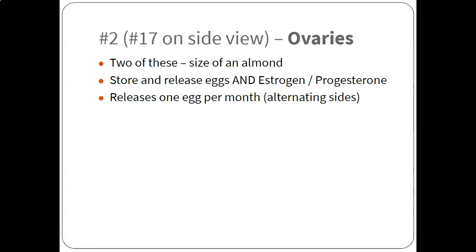The eggs are present in the female ovaries when a baby girl is born. They mature, and then at the time of puberty, the female begins to release an egg approximately once every 28 days. Typically, they alternate sides, so right ovary January, left ovary February, etc. The process of that egg coming out of the ovary is called ovulation, and it is part of the woman's cycle. And we'll talk more about the cycle in a minute.